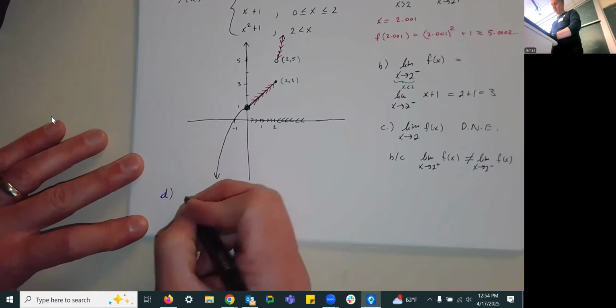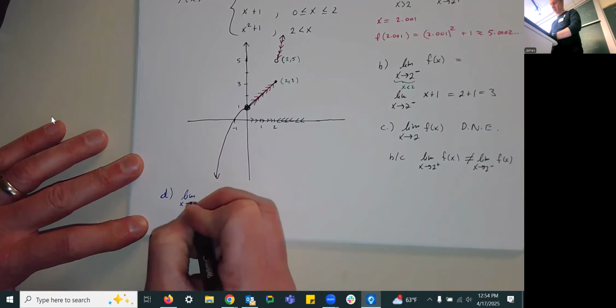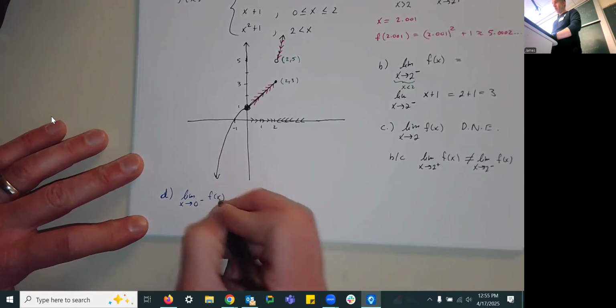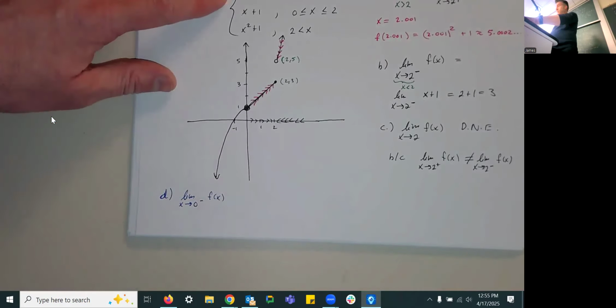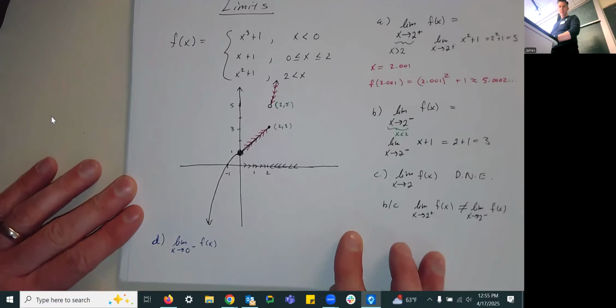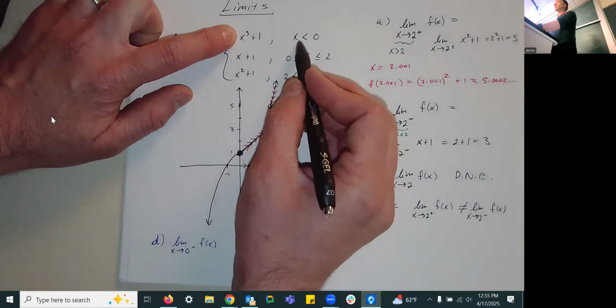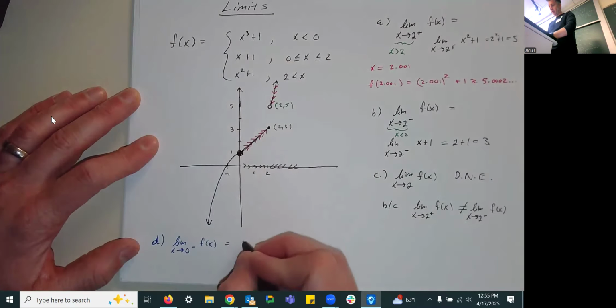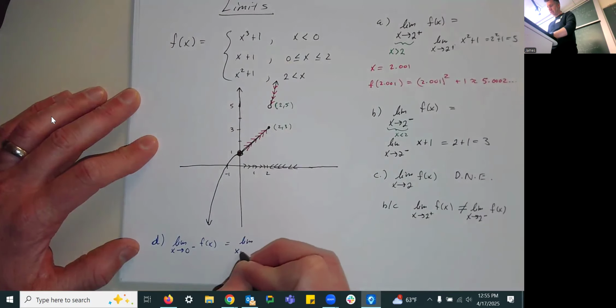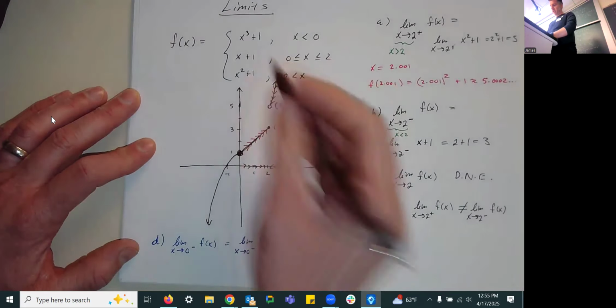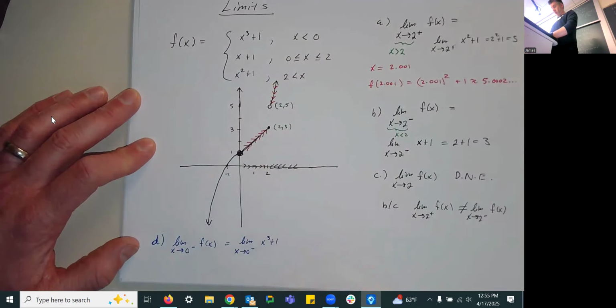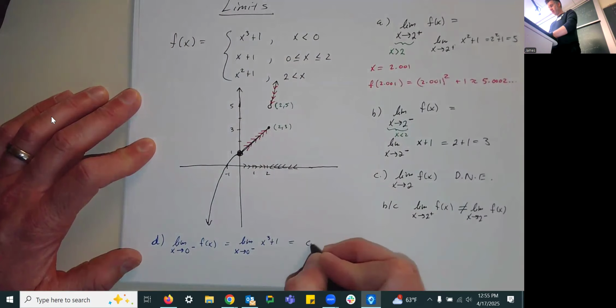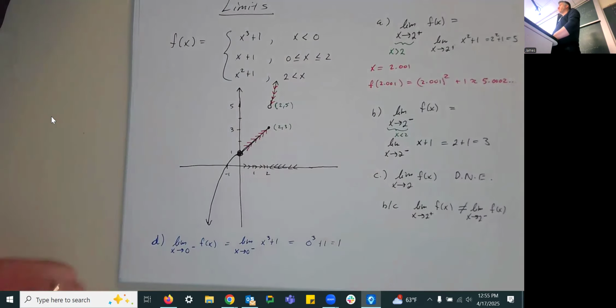If we look at the limit as x approaches 0 from the left, then we're going to use the top piece of the piecewise function. We're going to use the top piece because that's where x is less than 0. I always remember that the left-hand limit is the less than side limit because they both start with L. So here we're using the piece where x is less than 0, the x cubed plus 1 piece. We plug in 0 for x and get 0 cubed plus 1, which is 1.